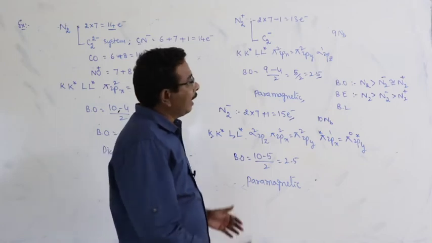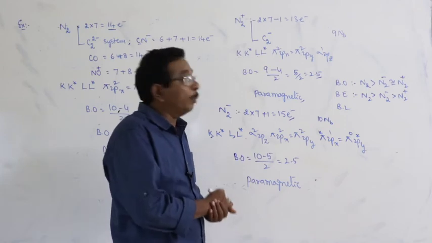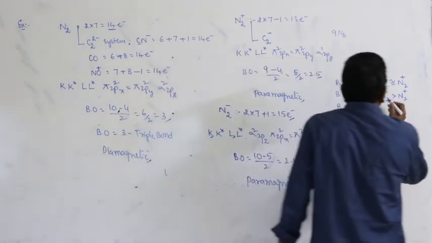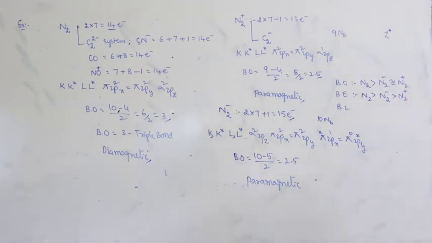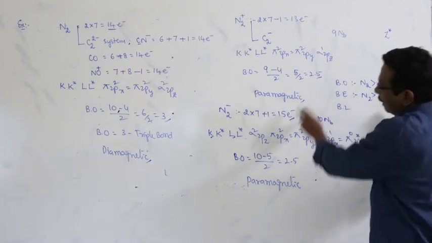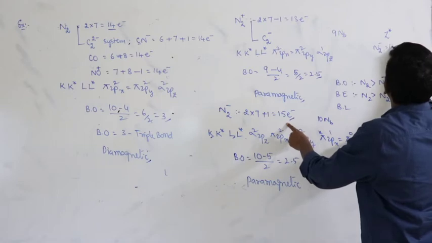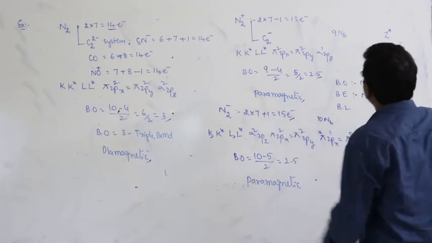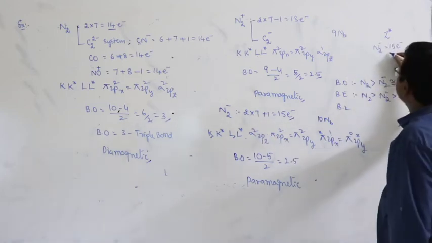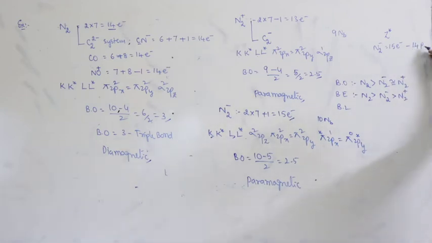N2 plus. And here in most of the cases we are thinking like that. But you should think about another important concept which is already given in the periodic table, effective nuclear charge. In N2 minus, the number of electrons is equal to 15. What about the number of protons? 7 plus 7, 14. Here 14 protons are holding 15 electrons.